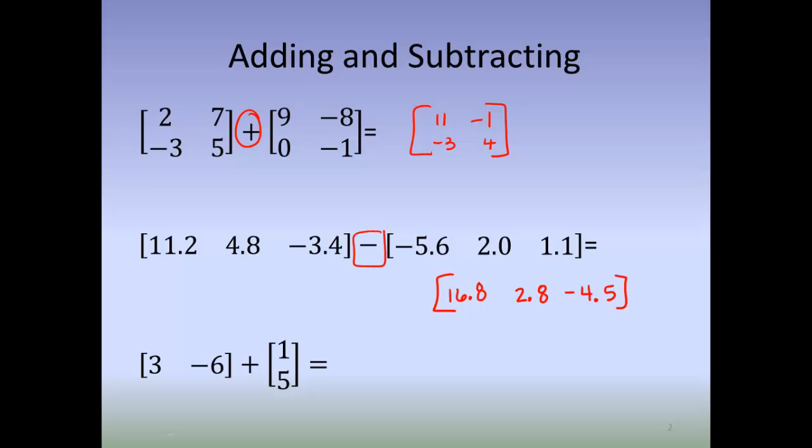Now if I look at the last example, I see that this first matrix has 1 row and 2 columns, and the second matrix has 2 rows and 1 column. Because these matrices are not of the same dimension, it's not possible to add them, and we would simply write that it is not possible. I wouldn't write no solution because I'm not solving for an unknown, so the correct answer is not possible.